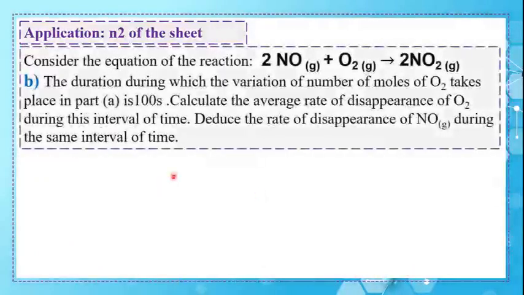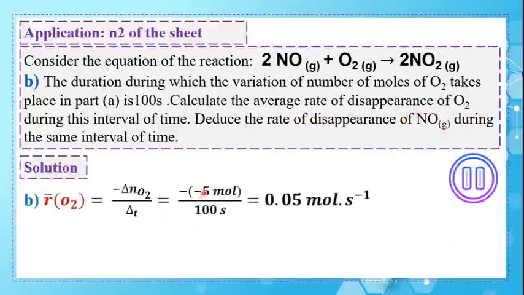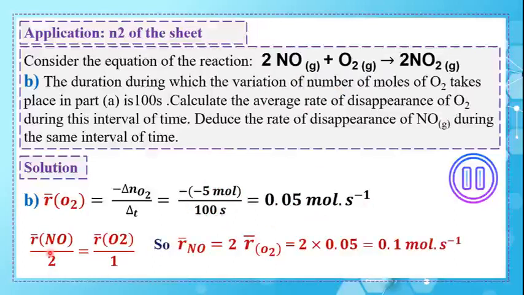Now, part B of the question, please read it very well and take 2 minutes to solve it. Now, to calculate the average rate of disappearance of O2, we are going to write the formula. Average rate of disappearance of O2 is equal to minus delta n of O2 over delta T, minus, since O2 is a reactant, so minus minus 5 mol over 100, we will get 0.05 mol second minus 1. And the average rate of disappearance of NO will be equal to 2 times that of O2, equal to 0.1 mol second minus 1.